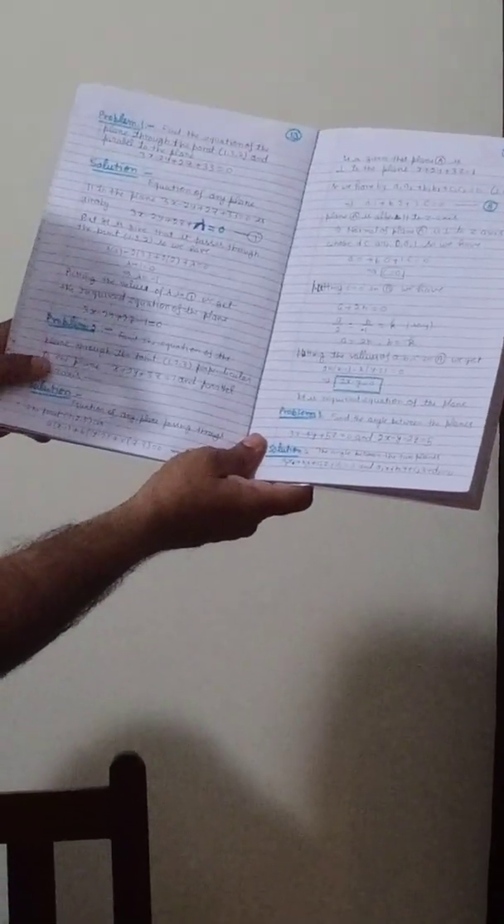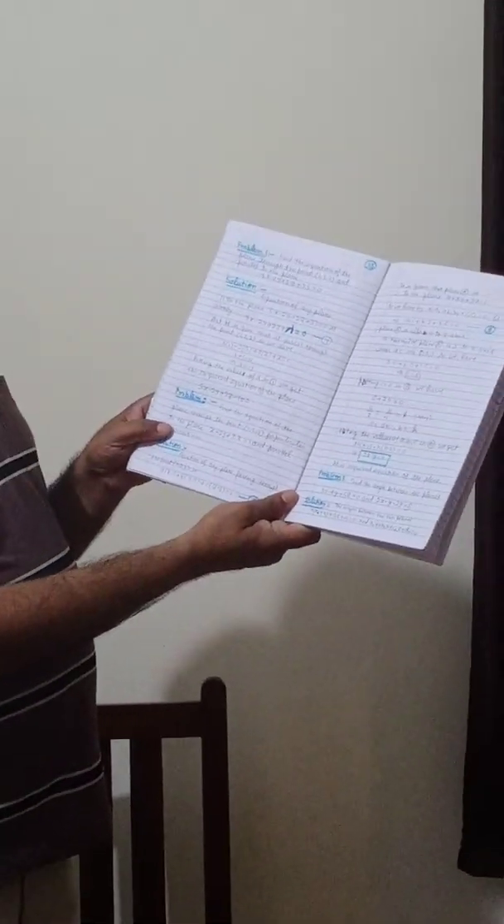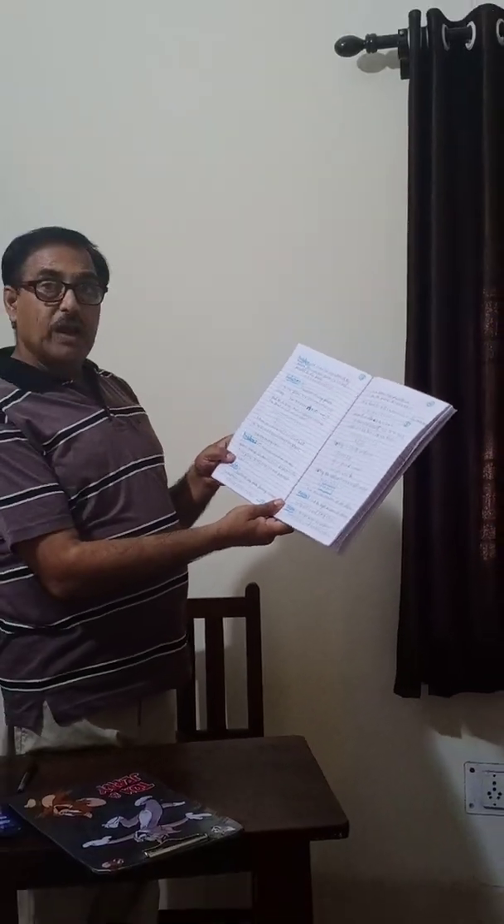Again, next problem. Find the equation of the plane through the point 1, 2, 3 perpendicular to the plane x plus 2y plus 3z is equal to 1 and parallel to the z-axis. Very important problem. See here, the equation of the plane passing through the point alpha, beta, gamma is given by a(x minus alpha) plus b(y minus beta) plus c(z minus gamma) is equal to 0.